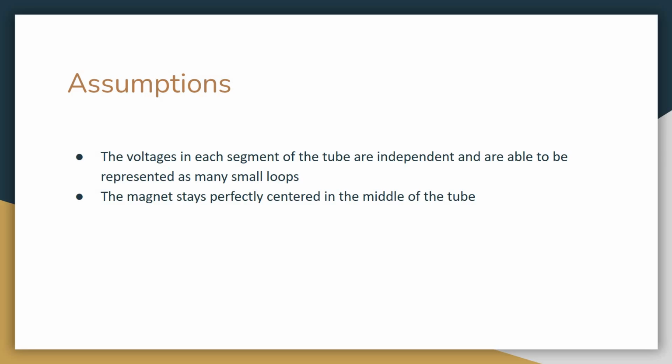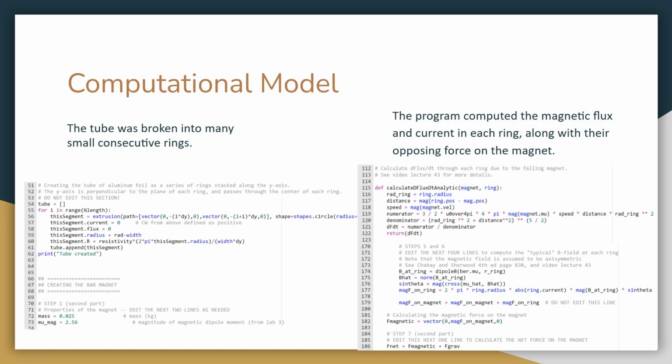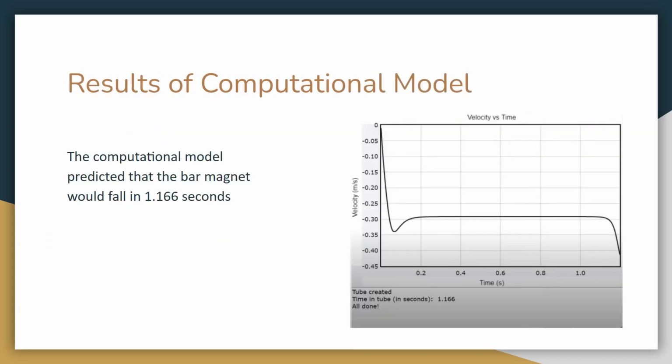For the computational model, we assume that the voltages in each segment of the tube are independent, so that we could represent them as many small loops, and that the magnet stays perfectly centered in the middle of the tube. So for this computational model, we broke the tube into many small consecutive rings, like we said in the last assumption, and we computed the magnetic flux and current in each ring, as well as the opposing force on the magnet.